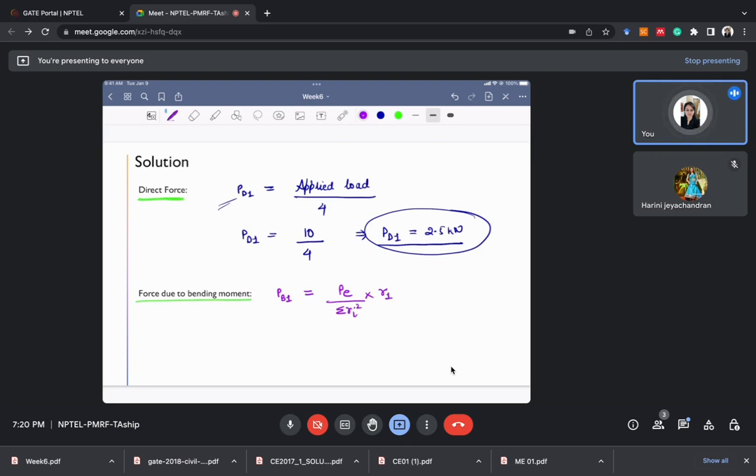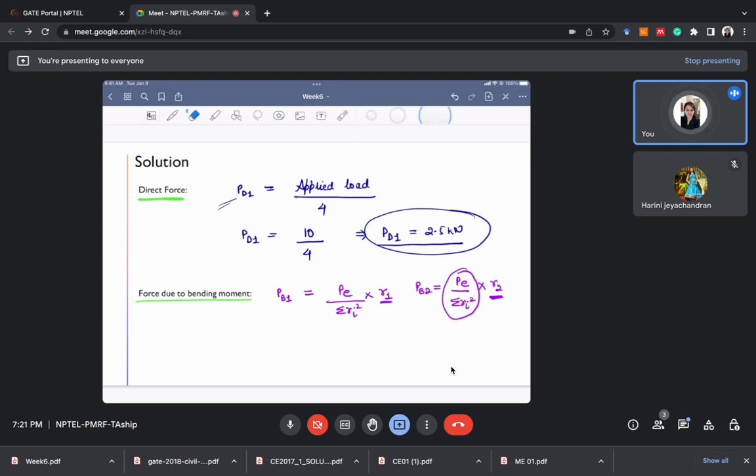Here we need to calculate the force due to bending moment in bolt 1, so we'll write R1 here. If we need to calculate the force in bolt 2, then PE divided by summation of Ri square will be the same till there, and then we'll multiply it with R2. Similarly, for PB3, the formula would be PE divided by summation of Ri square multiplied by R3. So this term will remain the same, only this term will vary according to which bolt we need to calculate the force.